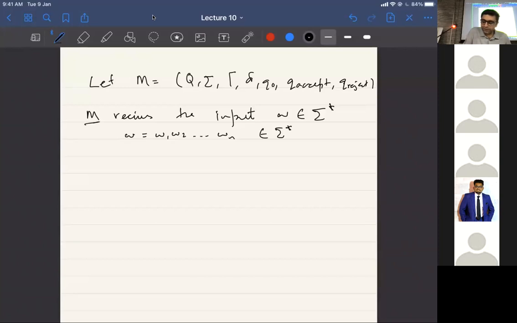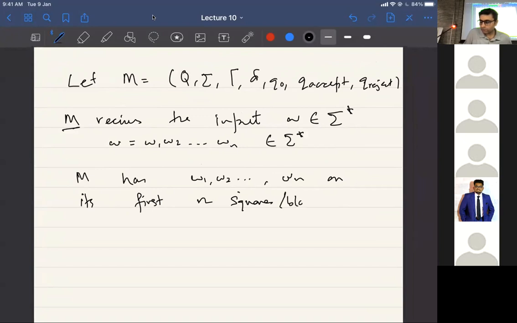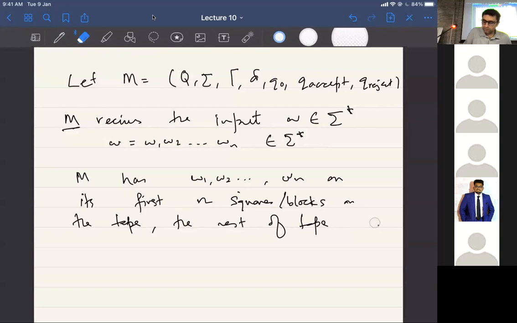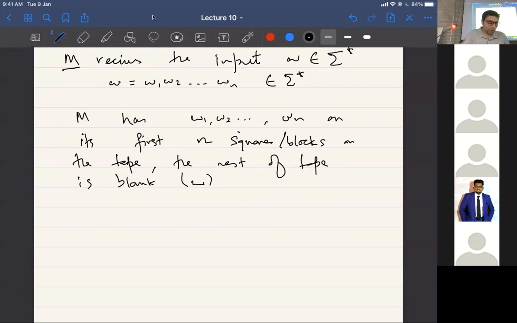When we say that the machine receives this input, it means that M has W1, W2, up to Wn on its first n squares or blocks on the tape. The rest of the tape, possibly infinite, is blank. We don't have to show everything because it's possibly infinite, so showing one or two is enough.